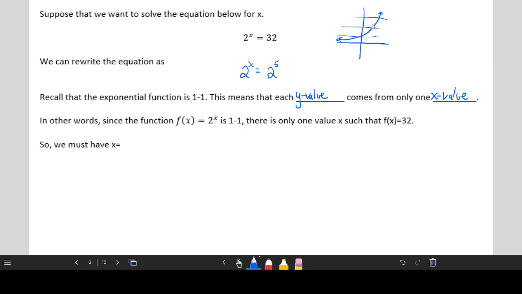The outputs in the function y equals 2 to the x are what you get from raising 2 to a power. So this value, 32, can only come from raising 2 to a specific power. There is no other number we could raise 2 to and still get 32. So that means x has to be 5. There's no other option. You can't take 2 to the 5th and get 32 and take 2 to some other number and also get 32, because it's a 1-to-1 function. So we must have that x equals 5, just by comparing the exponents.